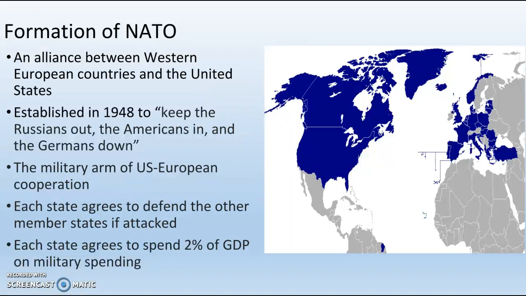Germans down." They want to keep Western Europe from becoming communist. They want to keep the Germans from ever starting World War III. And they want to keep the Americans in because the Americans saved their butts in World War II and then gave them free money to rebuild. This is the military arm of U.S.-European cooperation.